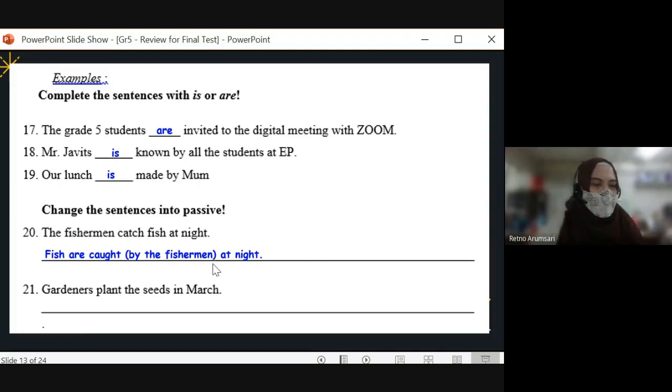Or you can just put by the fishermen anywhere at the end of the sentence or here. Okay, now that's how you do it, yeah? Look at the object, find the object, and look at the verb. Is it a verb one or a verb two? And then write down the passive sentence. Now, I want to go to you one by one.